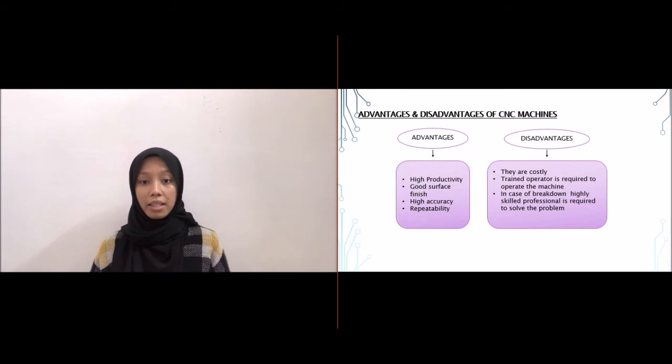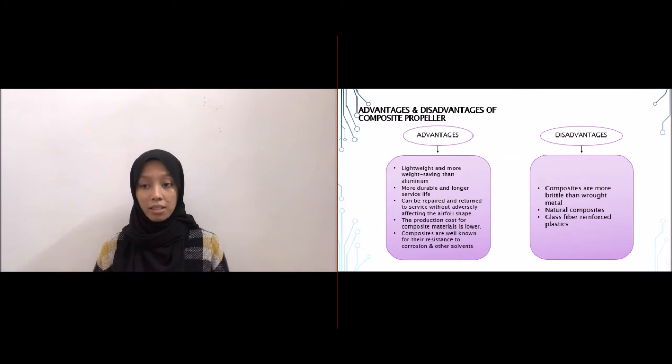On the other hand, a disadvantage of the CNC machine is that the operator must be highly trained, because the operator must have a deeper understanding of CAD and CAM, and have experience in handling the CNC machine. The cost of CNC machines is also higher than conventional tools. Other than that, propeller blades made of composite are also one of the latest inventions.